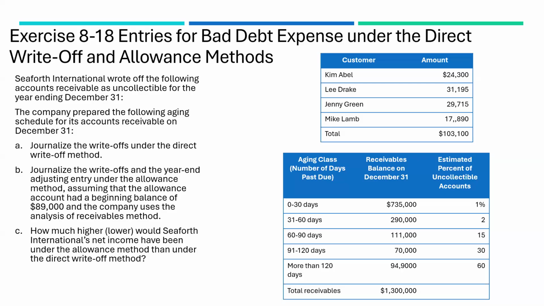And they have each of these. They wrote off the following accounts as uncollectible during the year, and they have the list of the customers and each of the amounts. And then we have our aging schedule as well.